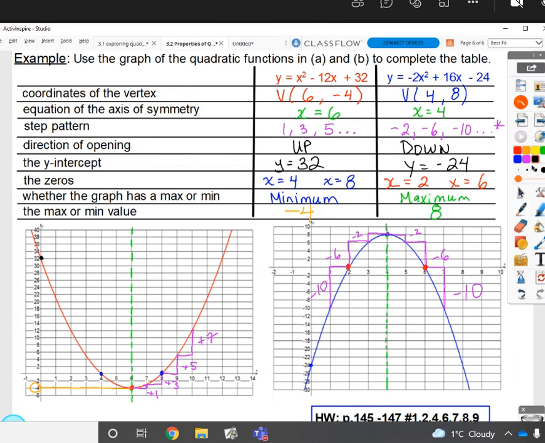Time out for just one moment. Why is the step pattern so strange? Why is this thing so nasty? What's going on here? Well, kind of. I see what you mean. It's going over 1, down 2, over 1, down 6, over 1, down 10.